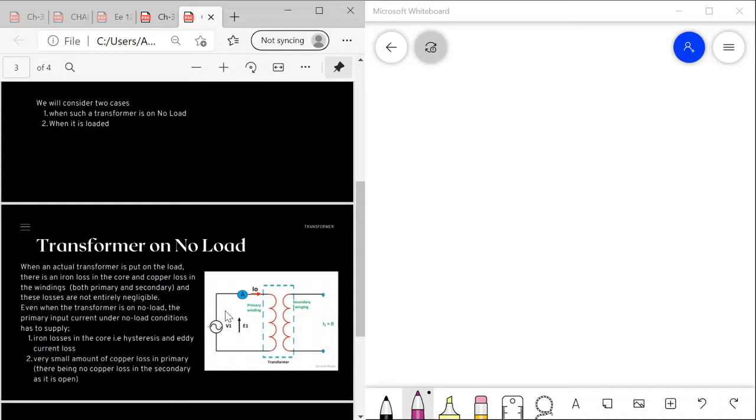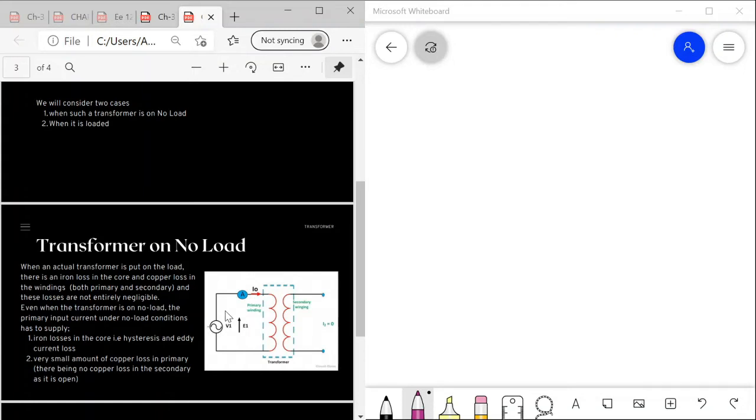Even when the transformer is on no load, the primary input current is not wholly reactive. The primary input current under no load conditions has to supply, number one, the iron losses in the core, such as hysteresis and eddy current loss. Number two, it has to supply a very small amount of copper loss in the primary only, because there is no copper loss in the secondary as it is open.